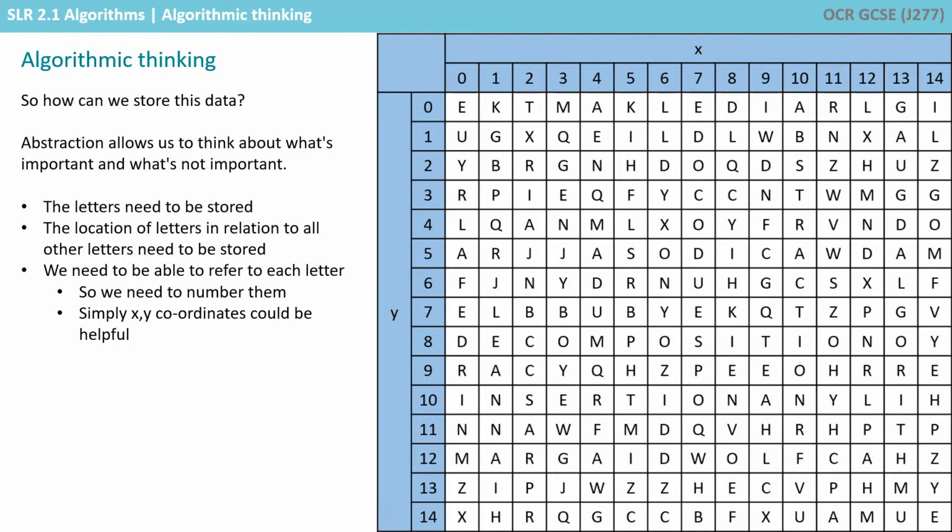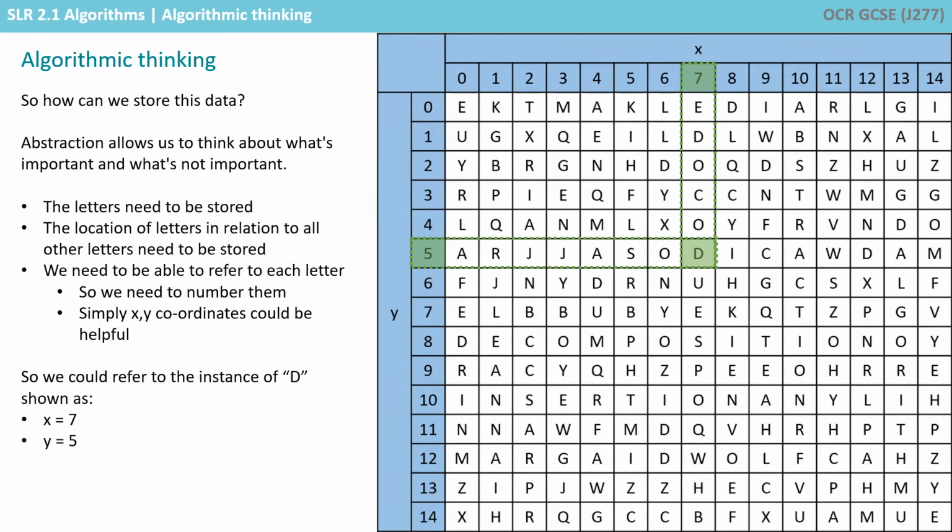So the first thing that we're going to need to do is to think about how we can store our data. Now, if we use the concept of abstraction, we can think about what's important and what's not important in terms of the data we need to store. Now, clearly the letters need to be stored, and the grid is also important because we need to know which letters are connected to which other letters. But we need to be able to refer to them somehow, and therefore we could number them. It would also probably be useful if we could have some kind of X and Y coordinates.